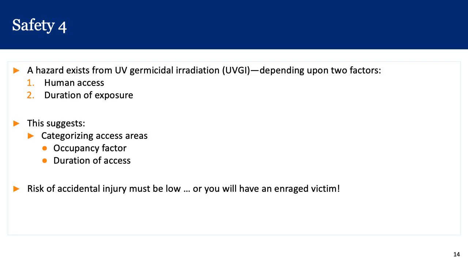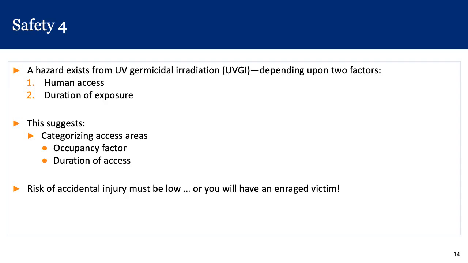So some of the control measures for germicidal UV, often called UVGI in the past, would be to limit human access and limit duration of exposure. One can consider the occupancy factor and duration of access so that you can employ time-weighted averaging and have higher levels than would be allowed if you have an occupied space for 8 or 10 hours a day.